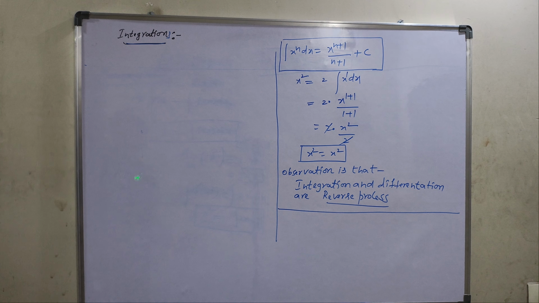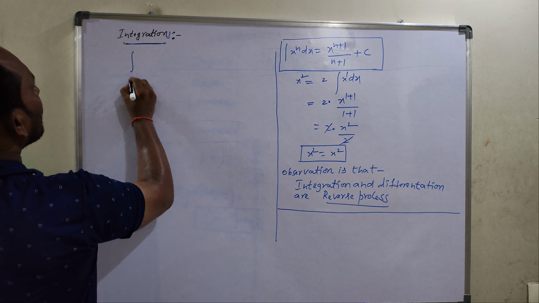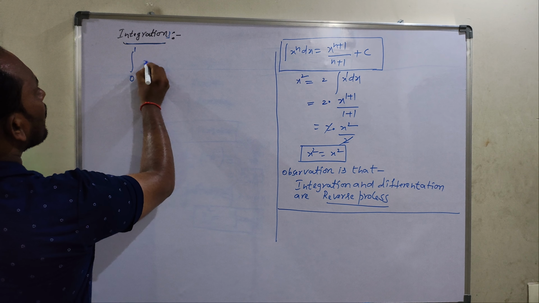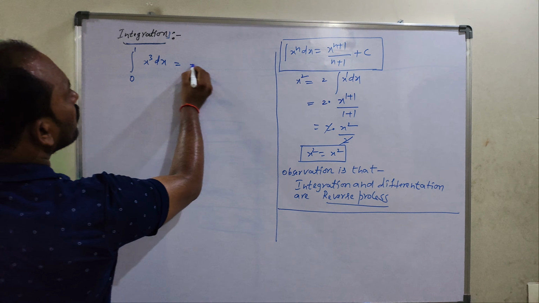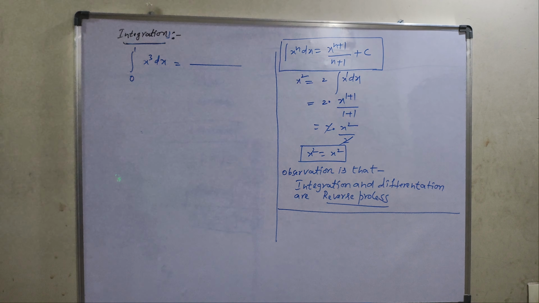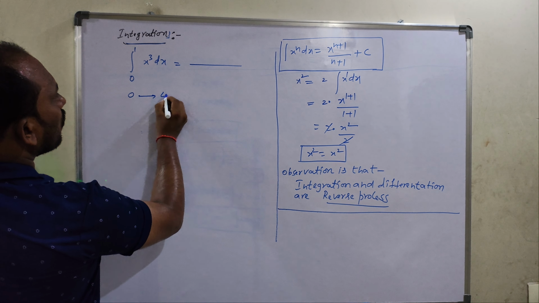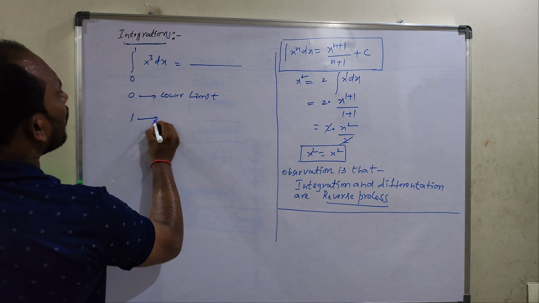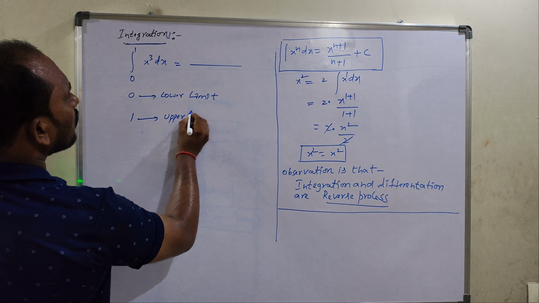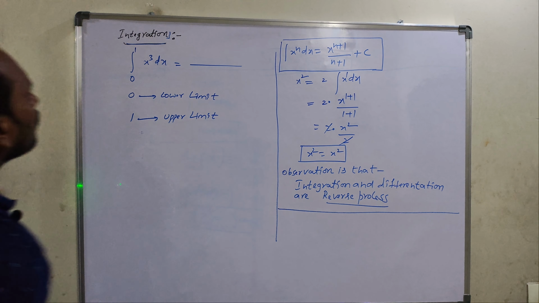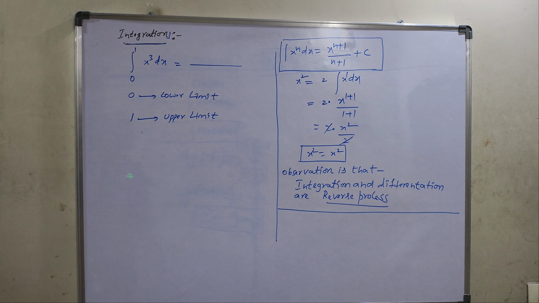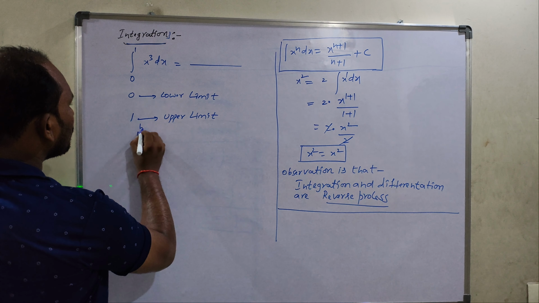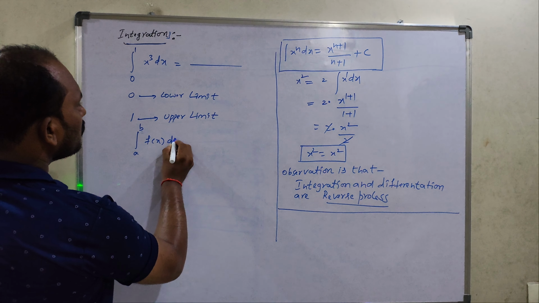Same, I am taking an example. Integral from 0 to 1 of x cube dx is equal to dash. In the integral from 0 to 1, 0 is called the lower limit and 1 is called the upper limit. So 0 is called the lower limit, and 1 is called the upper limit. So the integral from a to b of f of x into dx.